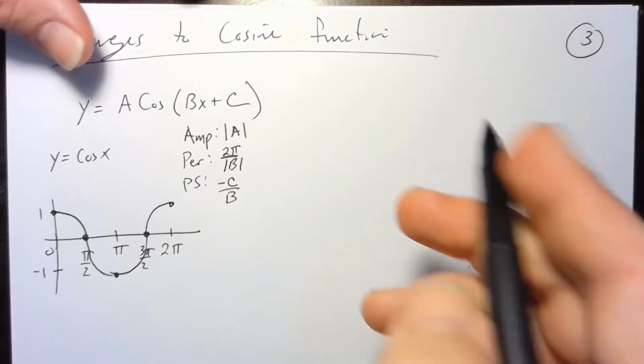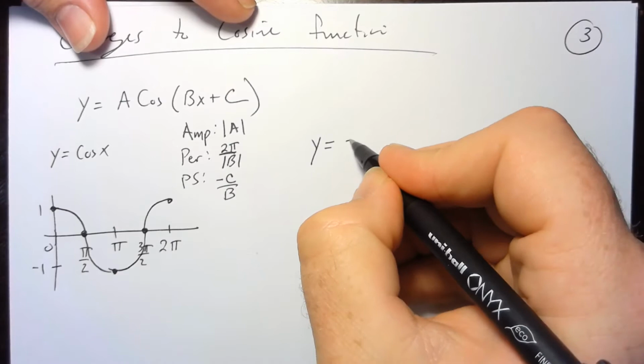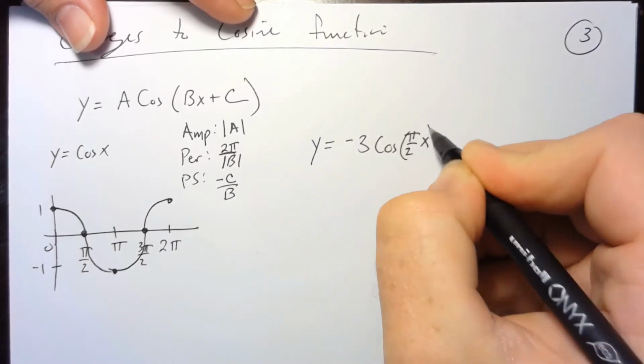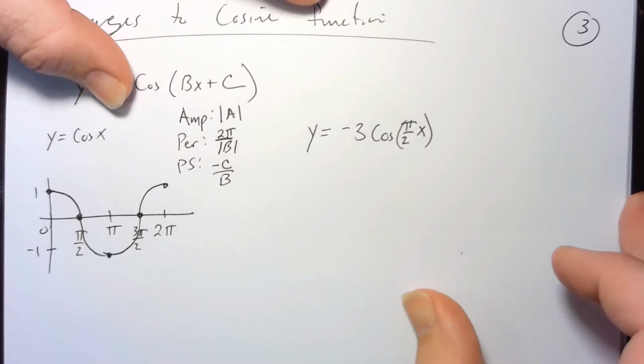So for this video, we're going to go ahead and cover, to first start, negative 3 cosine of pi over 2 times x. So this is a very unique case because there's a pi inside the b value, which is going to make our period a little bit wonky. But it doesn't change how we handle this function.